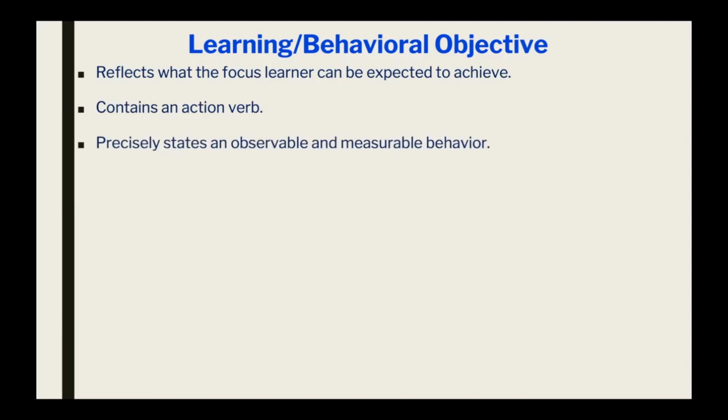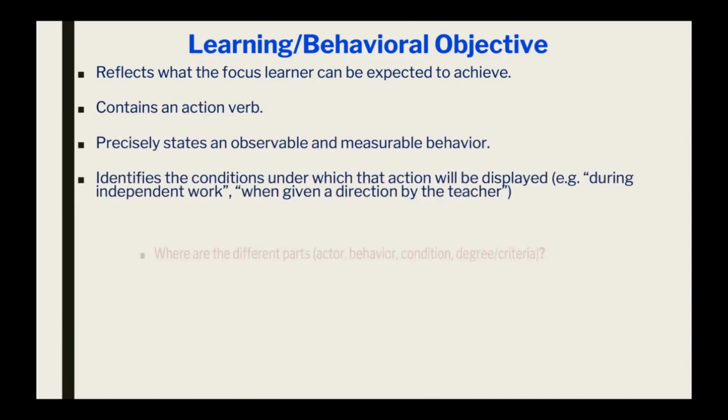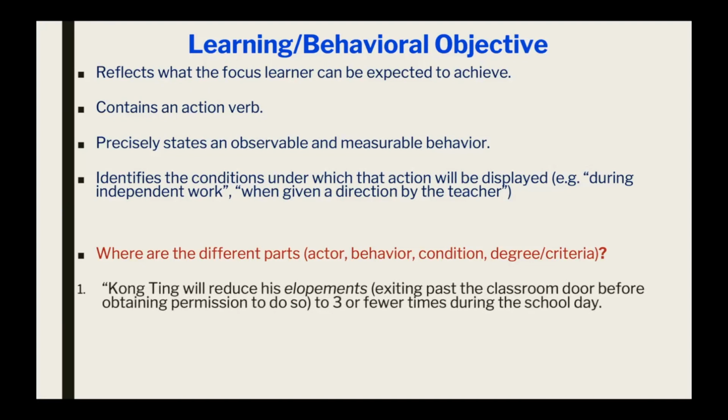Yes, it's what the student will do versus won't, the action verb, observable and measurable. And let's see how we do in identifying those four parts that are in the parentheses in red. Now, this is to yourself, unless you want to enter it into the chat, but you can just think to yourself, who is the actor, the focus learner, the audience? And you look into number one there, that behavioral objective. Who are we talking about? Ah, Kong Ting.